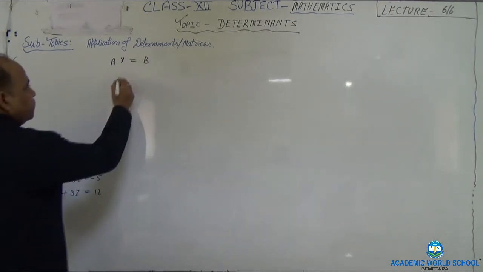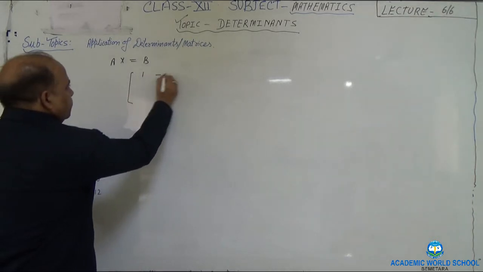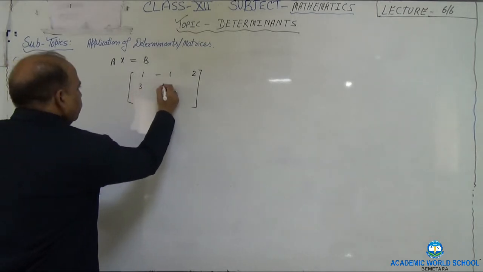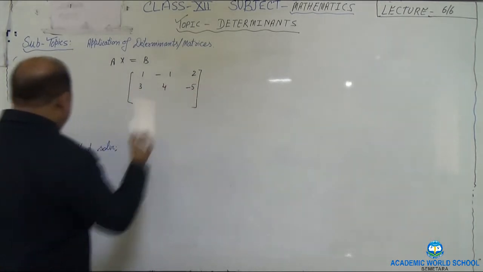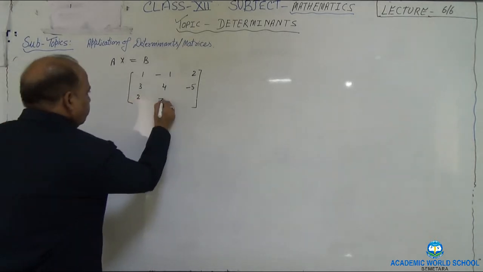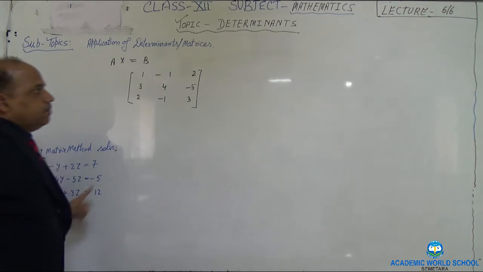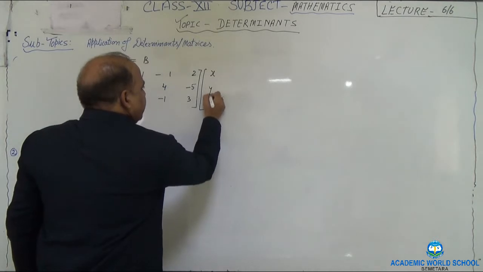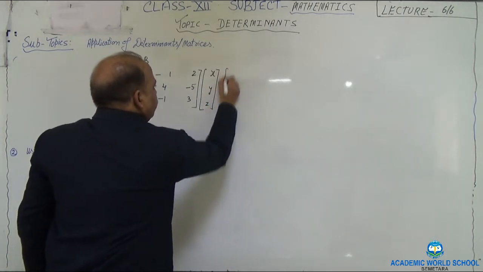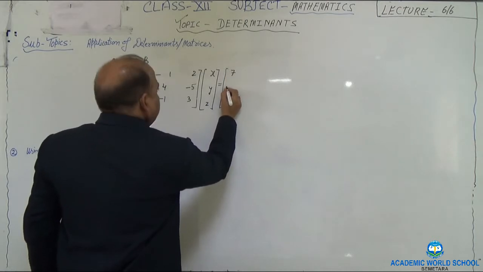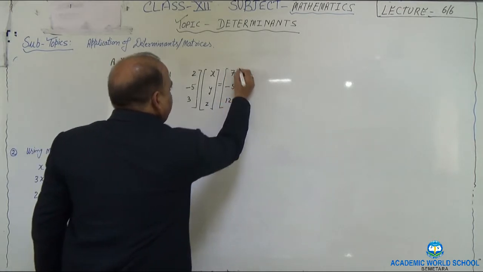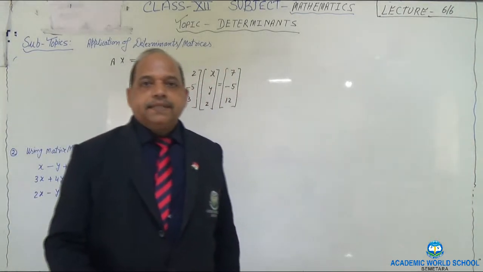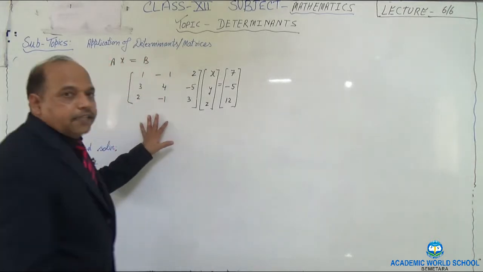Let's write that down. It will become 1, minus 1, 2, then 3, 4, minus 5, 2, minus 1, 3. This is my coefficient matrix, and then you will say x, y, z variable matrix, which is equal to 7, minus 5 and then 12. This is step number 1. The given problem you need to express in the form of matrices. So I have expressed that here.